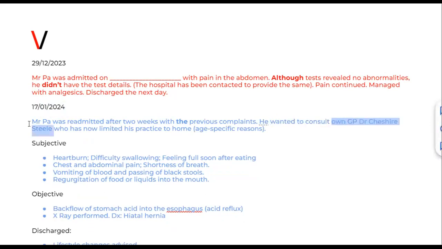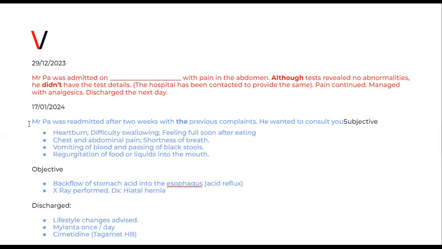See, we are writing to Dr. Cheshire Steele, so don't write this way: consult to you. Because we are writing to Dr. Cheshire Steele, you don't have to say all these things. Consult you, full stop.